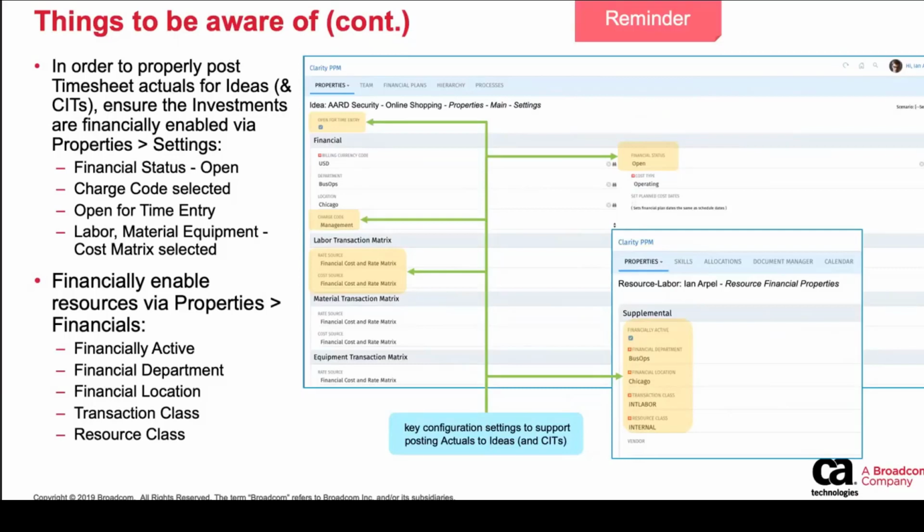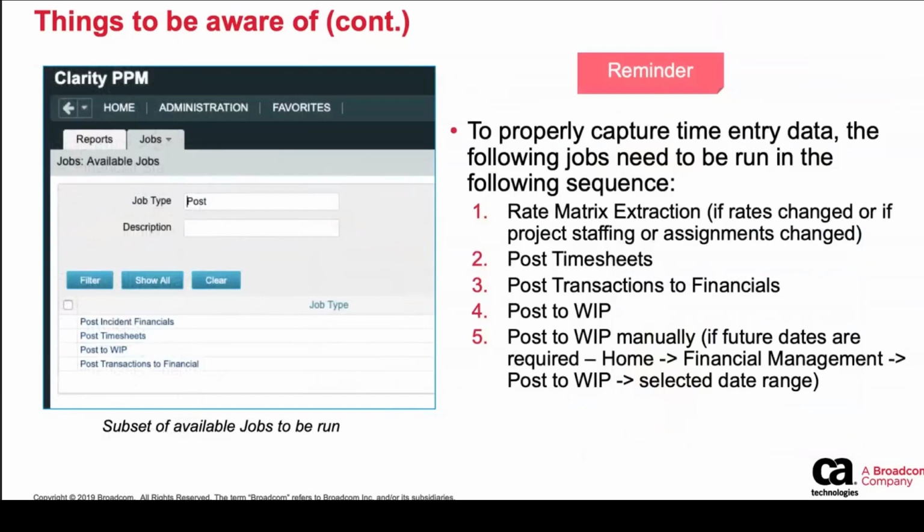One more friendly reminder is, we touched on this a little bit when we reviewed the update to the post timesheets job. Obviously, these are a subset of jobs that can be run, but these are related to all of the financial posting into the IDEA cost plans and, of course, any cost plan really. And there's a sequence that needs to be followed to run all these through and post them to timesheets. Just a reminder, I know most of you already know all that.